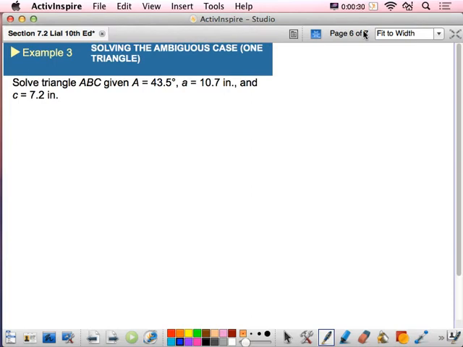If we know that capital A is 43.5 degrees, little a is 10.7 inches, and little c is 7.2 inches. And that's all we're given. In this scenario, we have two sides, and we have the angle opposite one of them, not between them. That is the ambiguous case of the law of sines, and you really need to memorize that. Of all the cases you need to have memorized, that's the one you need to be the most familiar with.